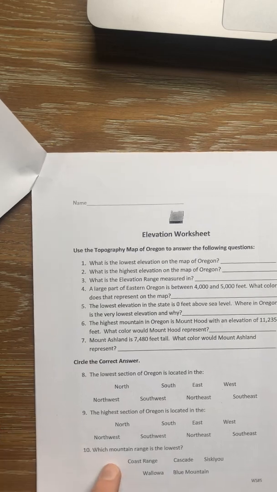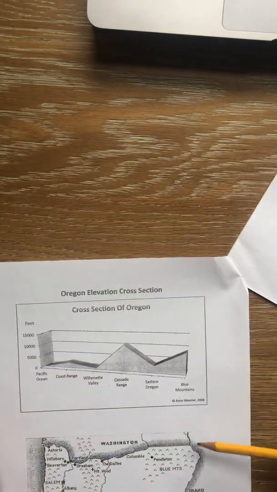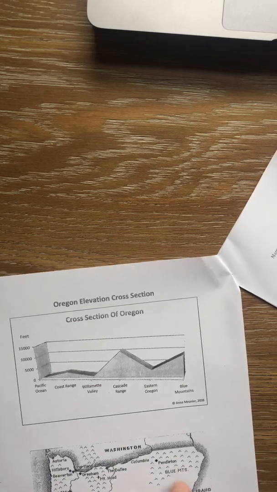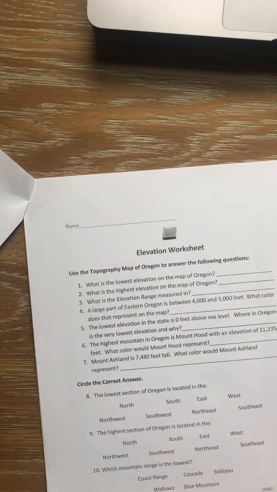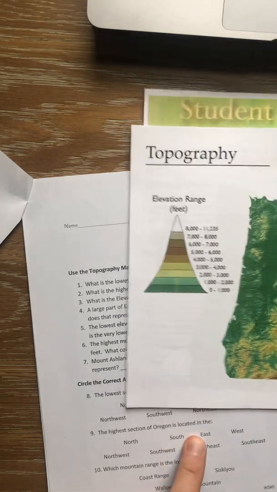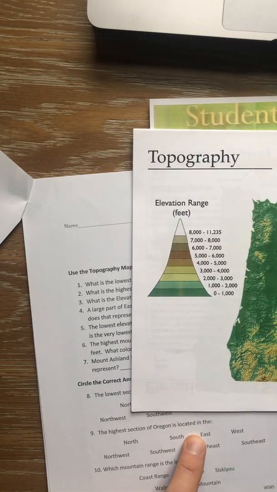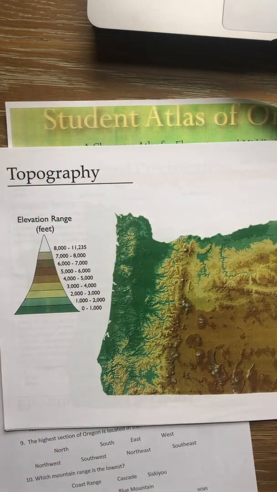And for which mountain range is the lowest, just look at these mountain ranges here. Coast Range, Cascade, and Blue Mountains. Choose which one's the lowest between there, and it's pretty clear when you look at it. So that's what we're doing today. Highest section of Oregon is located in the, we'll see where all these white bits are. So kind of decide, where do you think that would be? You can do it.